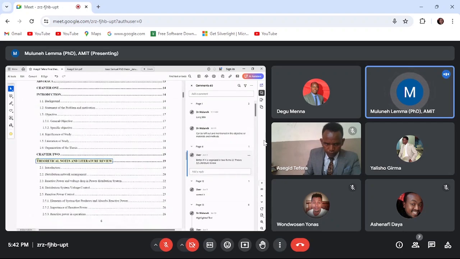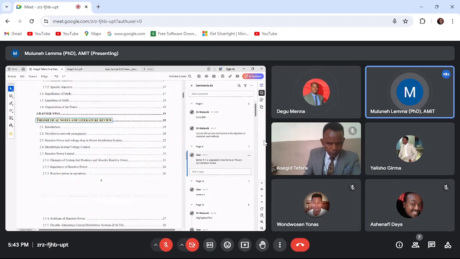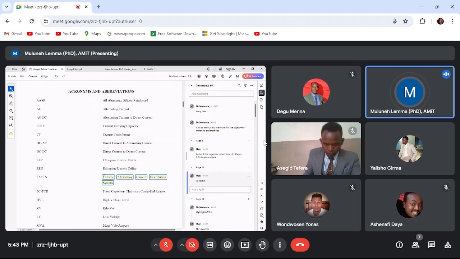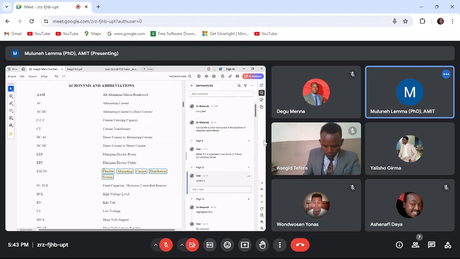Now, on the theoretical notes and the literature review: you can divide it, like 2.1, 2.2, into a theoretical part and a literature review part, because it looks like theory and is kind of complicated. So you have to change that arrangement. And the acronym part, this one, FACTS controller, the definition is wrong. So just correct this one.